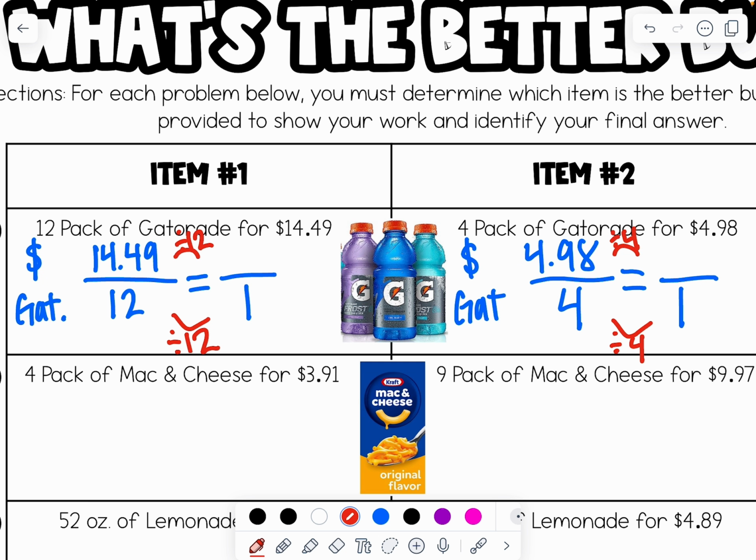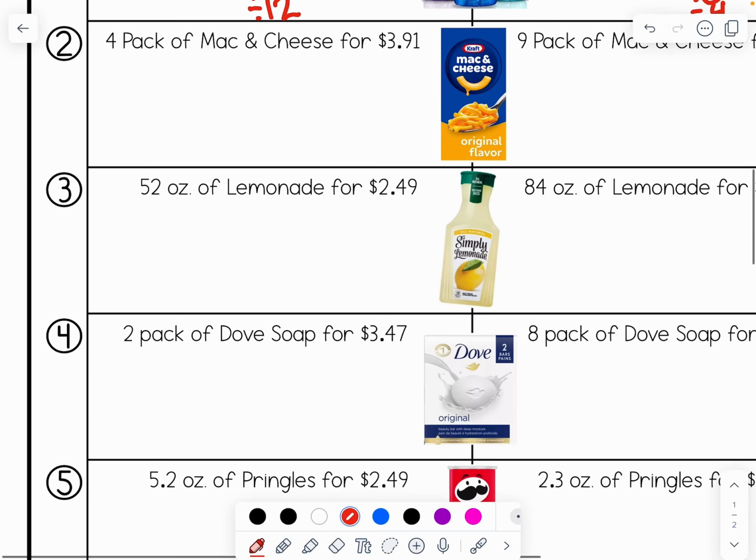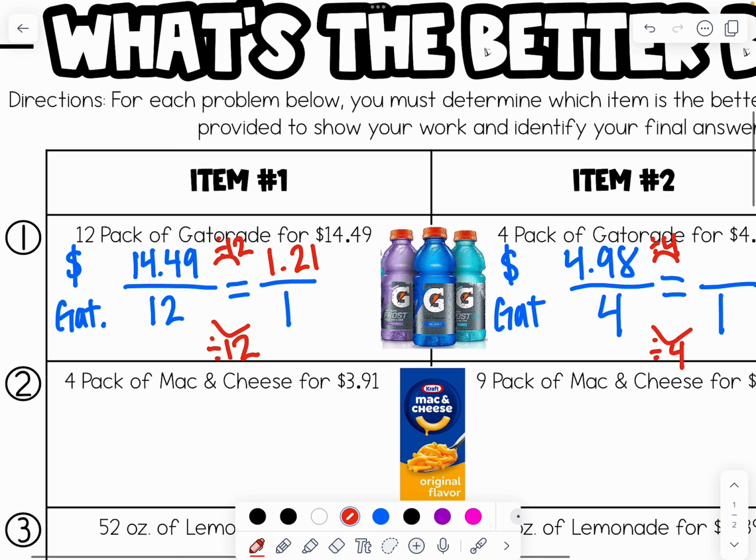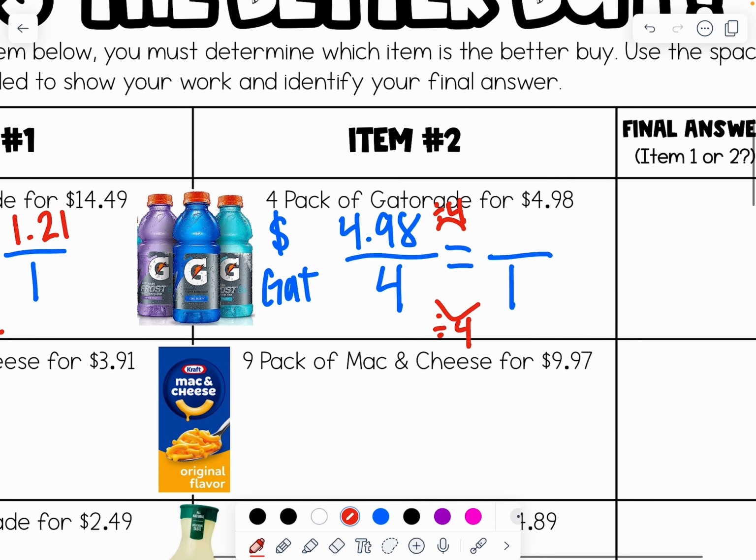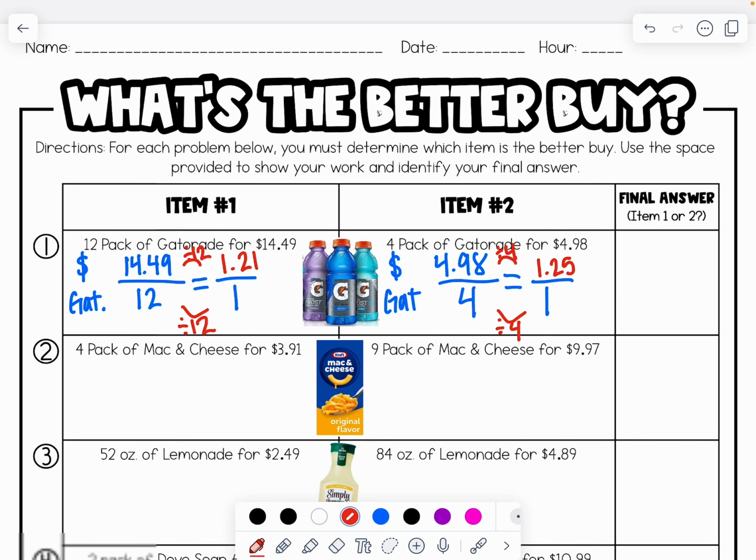So I got 1.2075. Well, I want 2 decimal places because we're talking money. So that would round to $1.21. That's how much it would cost for one Gatorade out of that pack. Whereas for item number 2, we would do $4.98 divided by 4. For this one, it was 1.245, and so I'd round that to $1.25.